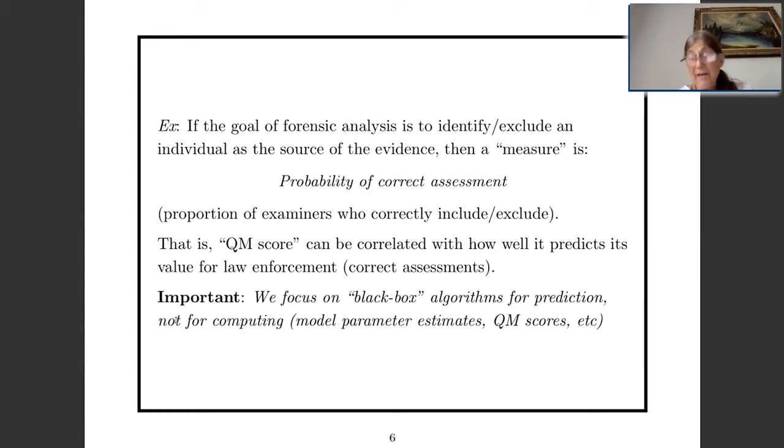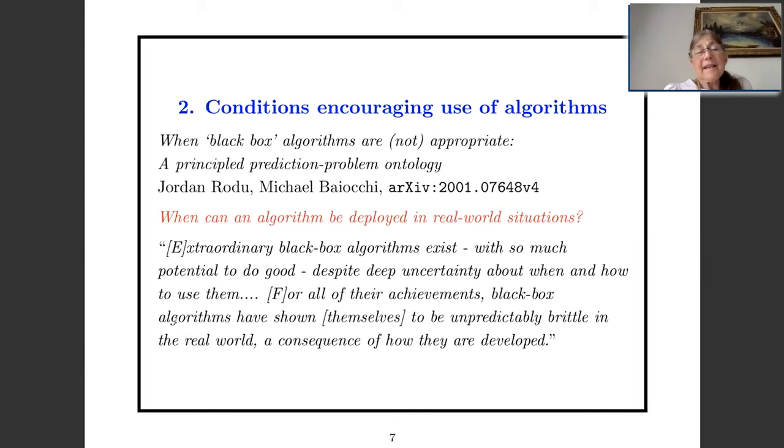So as I say, my colleague Jordan and his colleague, Michael Biocchi, wrote this article that's actually posted on arXiv, When Black Box Algorithms Are Not Appropriate, Principal Prediction Problem Ontology. And they're asking this question, when can an algorithm be deployed in real world situations? They're talking about general situations, but they do mention one type of algorithm, which is criminal sentencing.